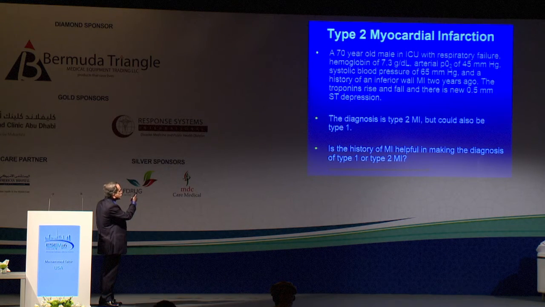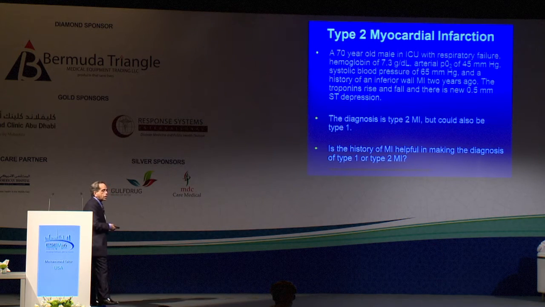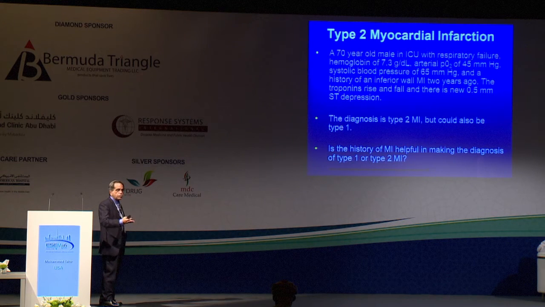So coming back to the 70-year-old man who had an inferior wall myocardial infarction, had a stent, and now has a hemoglobin of 7.3 and a PO2 of 45. So he's hypoxemic, he's anemic, he has a history of MI in the past, and he also has ST depression. Would it be safe to say it's a type 2 MI and not to do anything? That would be a hard call to make. It could be a type 1 MI because his troponins are elevated, or it could be just a question of supply and demand. Here, certainly you would do echocardiograms to figure out whether there's any wall motion abnormality or not.